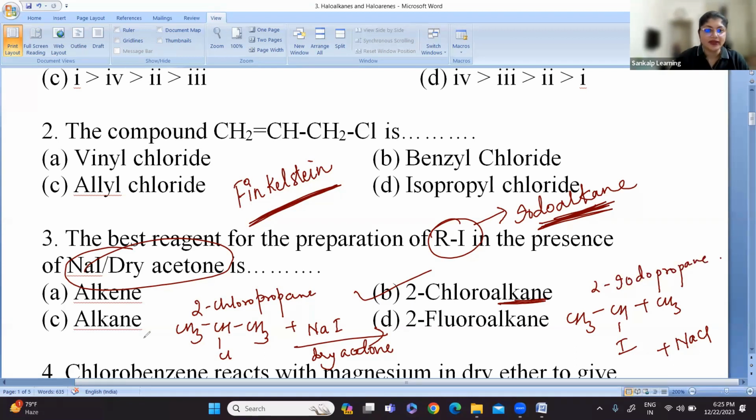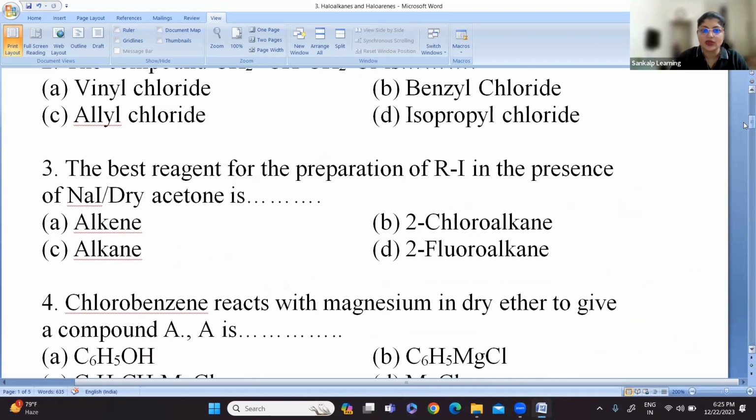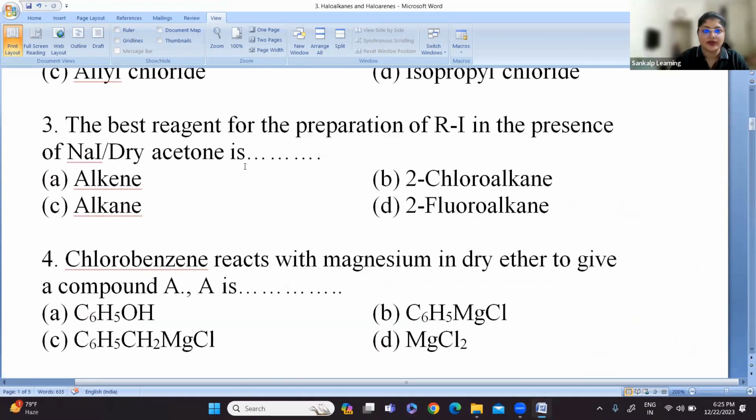Is it clear? Fine. Moving further. So mark this as very important, Finkelstein reaction. There can be a question either in this way or it will be direct. So this was an indirect question, right? The question can be asked directly also or indirectly also. So you can expect it in both ways.